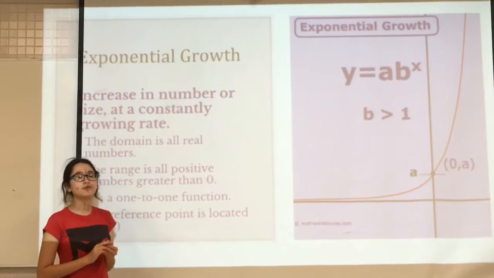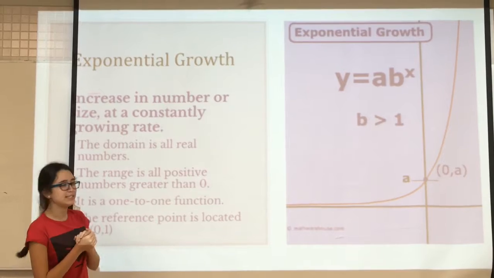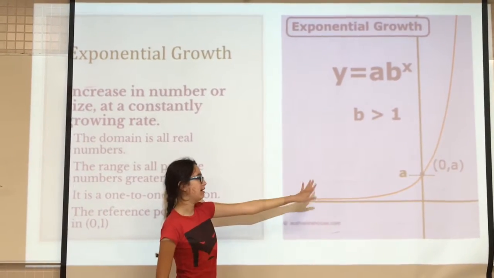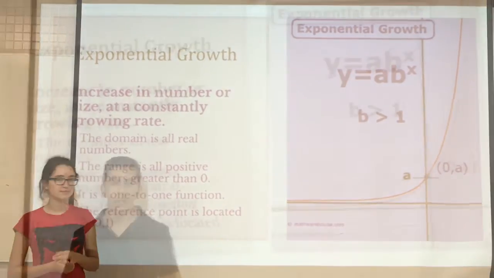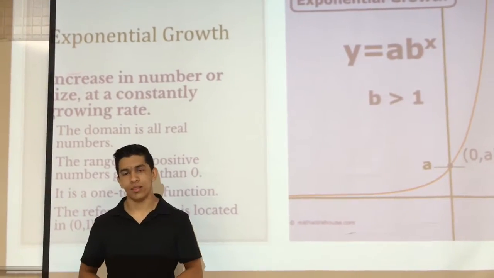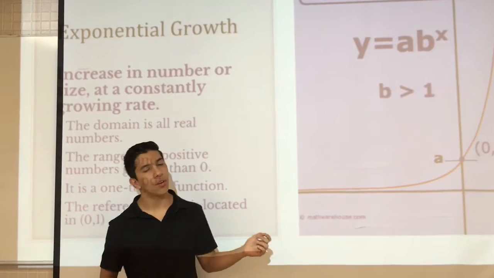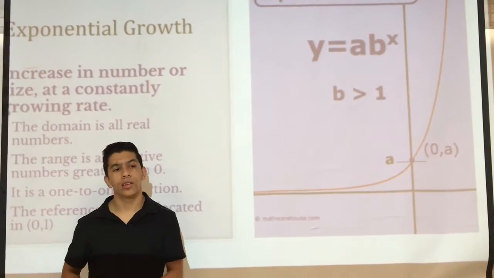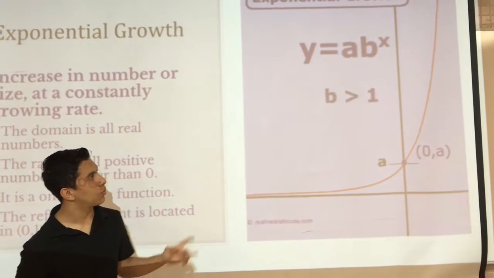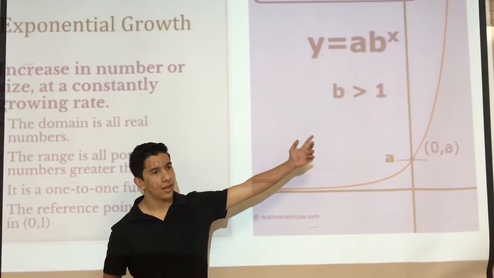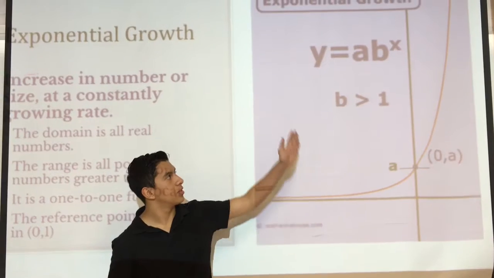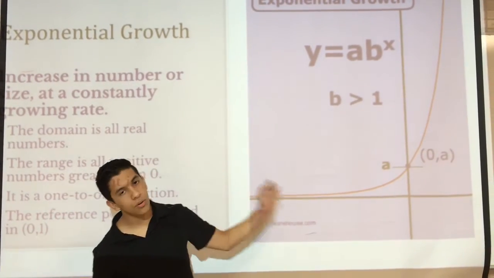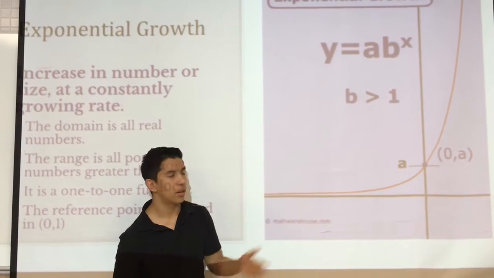In conclusion, exponential growth is the increase in number and size at a constantly growing rate, as we can see here in our graph. And an exponential function is a function where we have our x value in an exponent like this one, and the graph that models it could be a line going up exponentially with some limits, and it could also be a line going down exponentially, also with a limit.